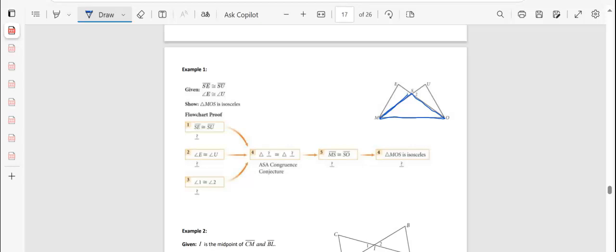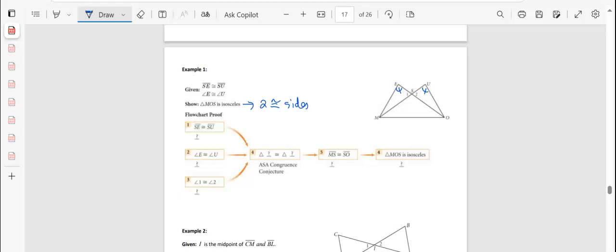And to prove something is isosceles, let's just go back to here, right? What does it mean to be isosceles? You have to have two congruent sides. So at least two congruent sides. So we have to show that some sides are congruent. Well, in triangle MOS, if we're just looking at what we have already, we have SE is congruent to SU, and angle E is congruent to angle U. So it looks like I have some triangles here and here, okay? And then that means I'm going to have MS and SO, or OS, as our congruent sides in triangle MOS. That's our isosceles triangle.